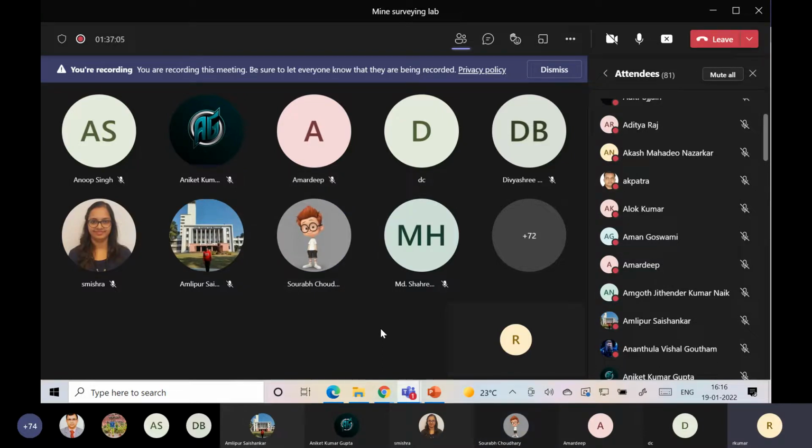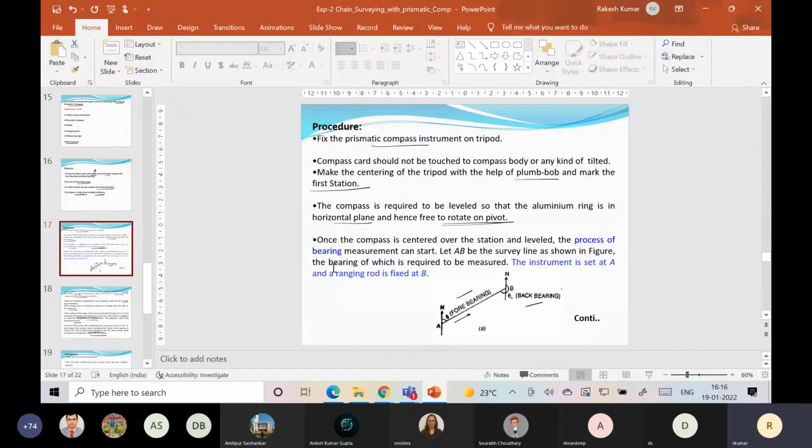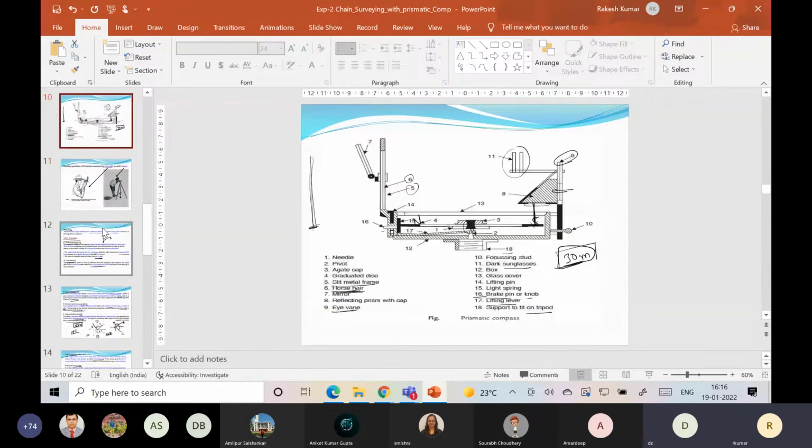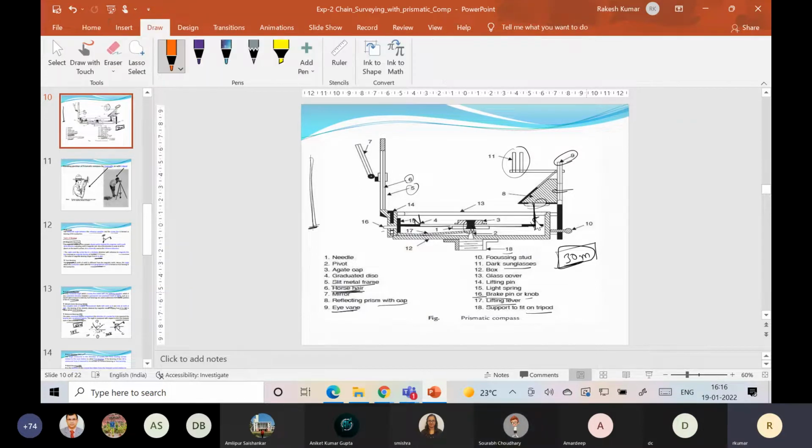The prism, if you see in the video, I would have to open it again, so from the slides I will make you understand. The prism is mainly for facilitating the observations. See here is the prism, number 8, the reflecting prism with cap. By the prism we are able to see the readings that are graduated on the ring. Sir, so it is just for ease in reading? Yes.